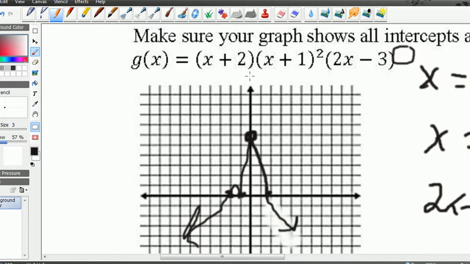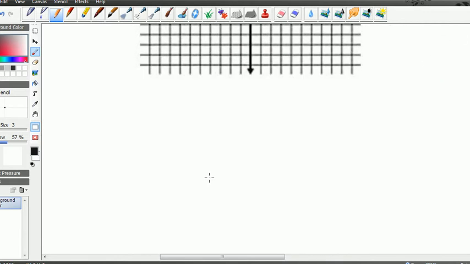Notice the degree is 1 plus 2 plus 1, which is 4. So both end behaviors are going to be doing the same thing.